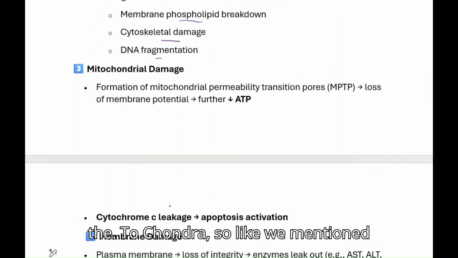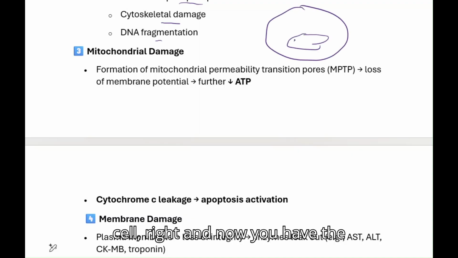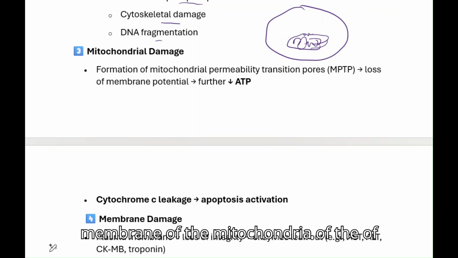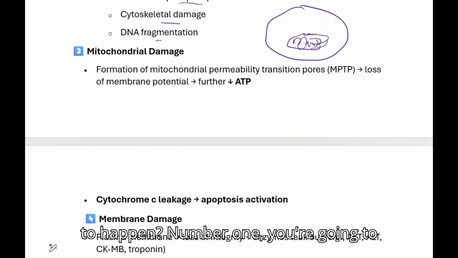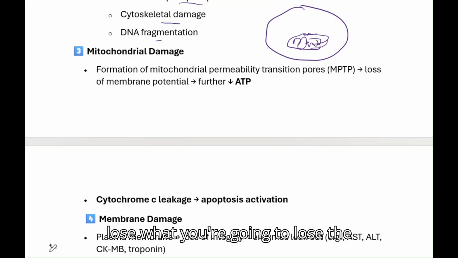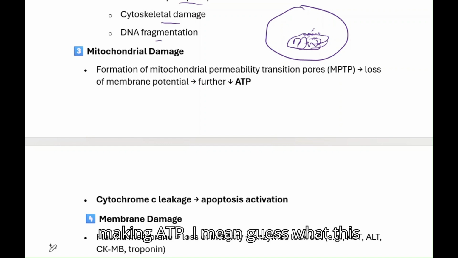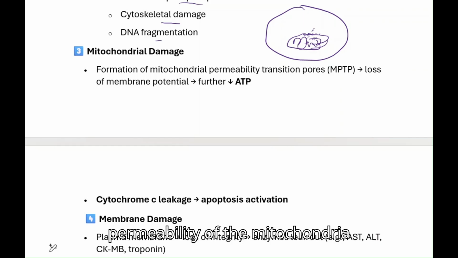So let's start with the mitochondria. Like we mentioned earlier, when you have the cell and now you have the mitochondria inside the cell, now there is damage of the mitochondrial membrane, right? Because of the permeability, what's going to happen? Number one, you're going to lose the membrane potential. And if you lose membrane potential from the mitochondria, that means there's going to be a problem making ATP. I mean, guess what? These patients already have low oxygen, they can't make ATP. Now there is permeability of the mitochondrial membrane, and we're losing the membrane potential. So that will further lead to a decrease in ATP production.